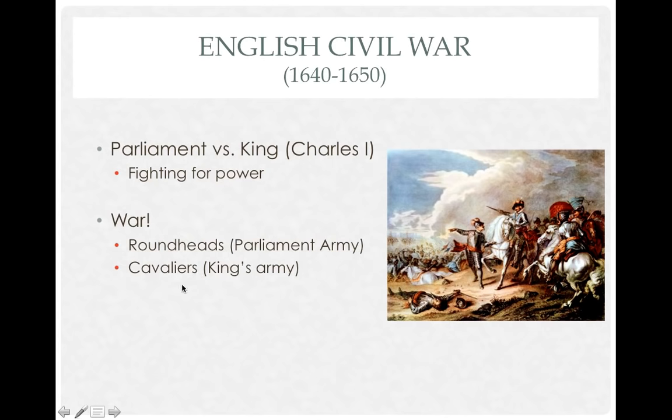The Cavaliers were the King's army. They fought for Charles I. Now, if you remember what happens to Charles I, or what I said happened to Charles I, you could probably guess who wins. Go ahead, guess. Parliament wins. That's right. Yeah, Parliament wins. The Roundheads win, led by Oliver Cromwell.